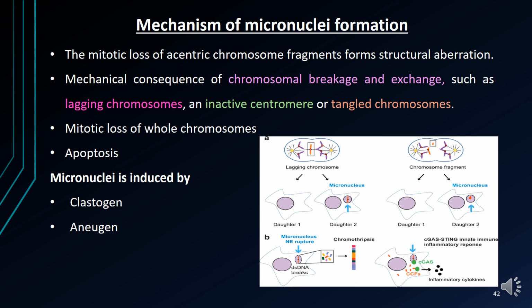Micronuclei is induced by the clastogen and aneugen. So as I told, the clastogen is the substance which induces the structural chromosomal aberration, and the aneugen is the substance which induces the numerical chromosomal aberration through interaction with cellular targets other than the DNA, such as proteins involved in segregation of chromosomes during mitosis or meiosis.